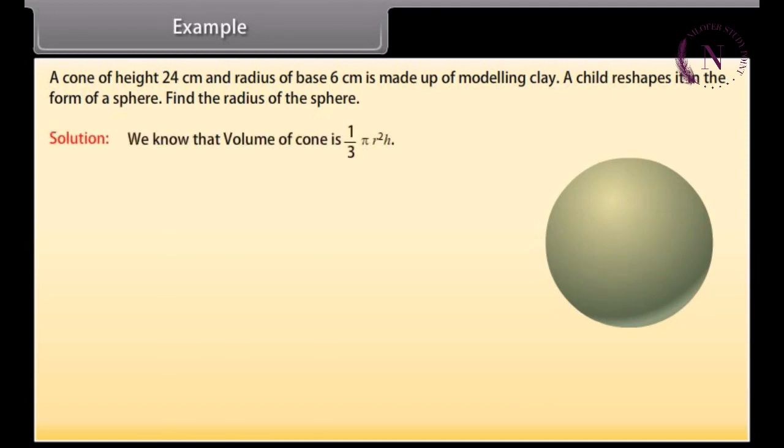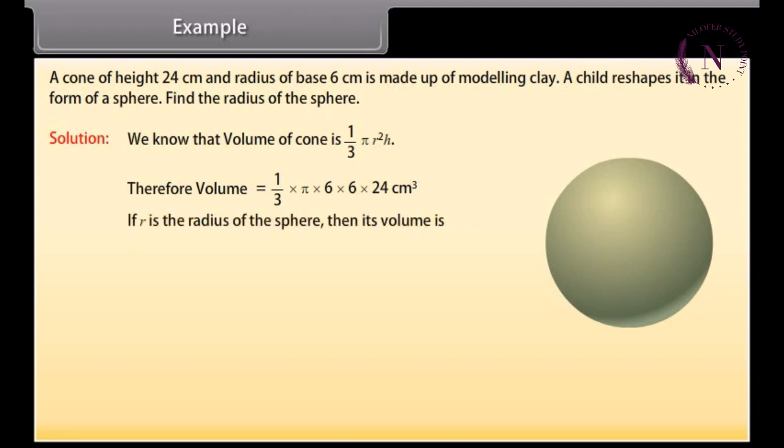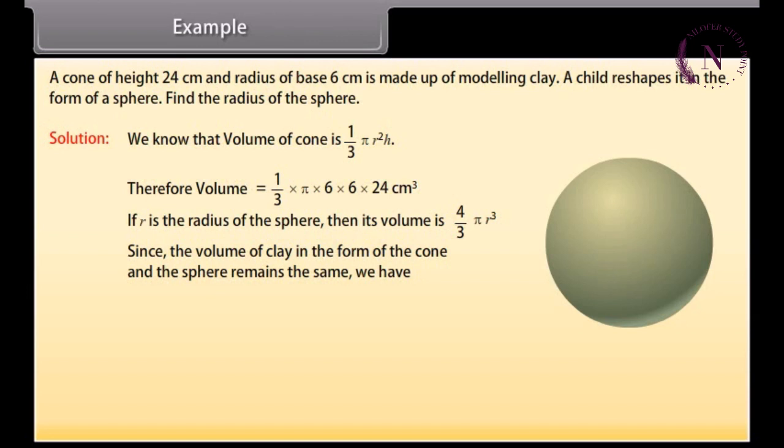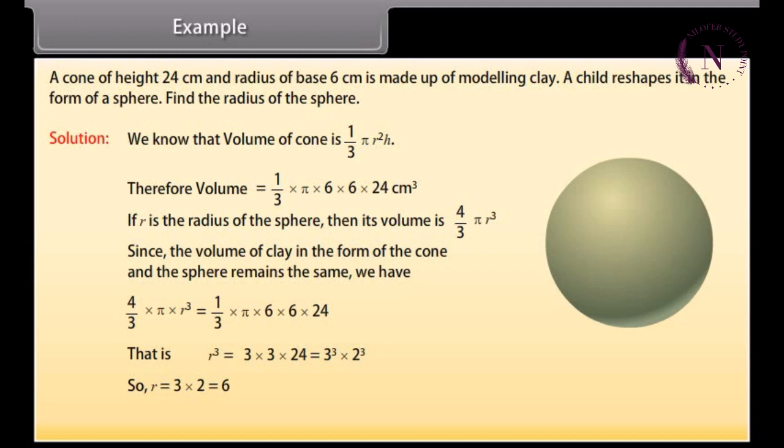Solution. We know that volume of cone is 1 by 3 pi r square h, which is equal to 1 by 3 into pi into 6 into 6 into 24 centimeter cube. If r is the radius of the sphere, then its volume is 4 upon 3 pi r cube. Since the volume of clay in the form of cone and the sphere remains the same, we have, that is, so r is equal to 3 into 2 is equal to 6. Therefore, the radius of the sphere is 6 centimeter.